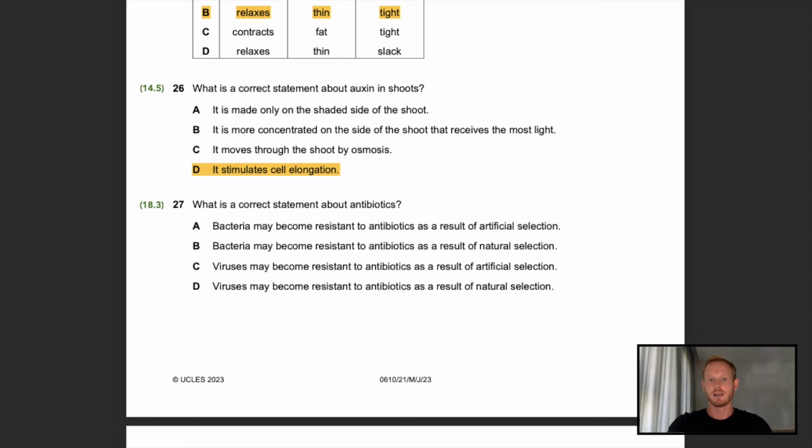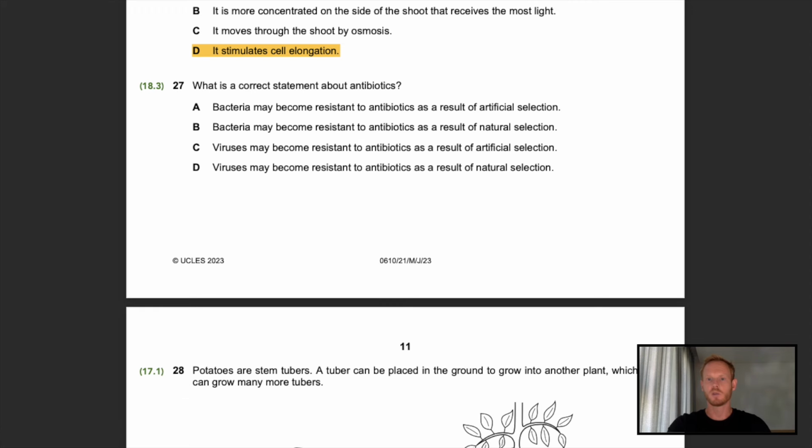Because it stimulates cell elongation, the cells on the shaded side of the shoot where auxin is more concentrated will grow more, causing the shoot to bend towards the light source. And this is of course referred to as phototropism. Number 27. What is a correct statement about antibiotics? So antibiotics are a class of drugs used to treat bacterial infections, not viruses. So the correct answer has to be either A or B. In fact, it's B. Bacteria may become resistant to antibiotics as a result of natural selection.